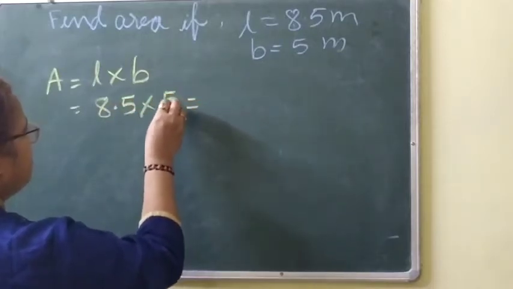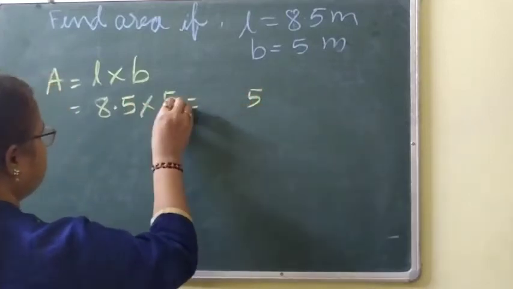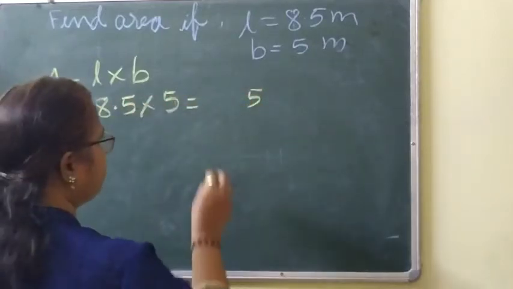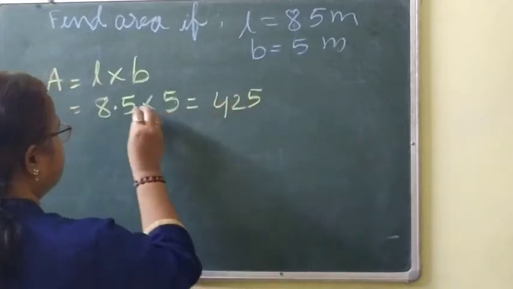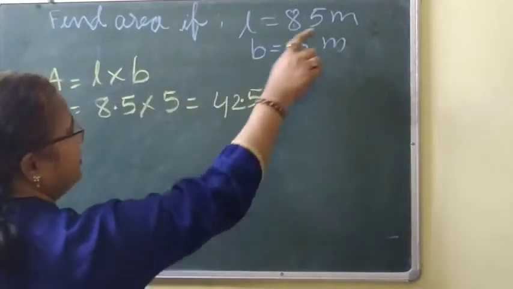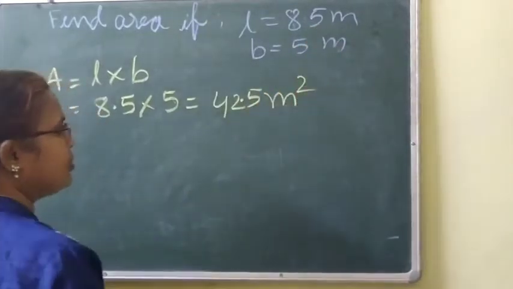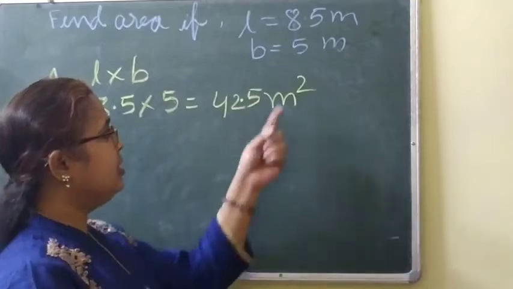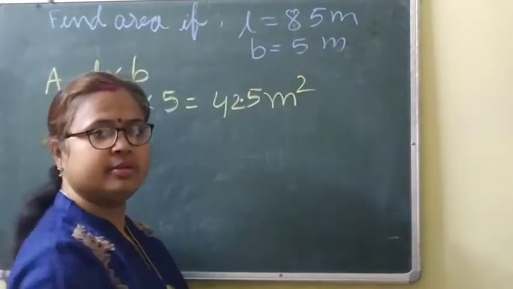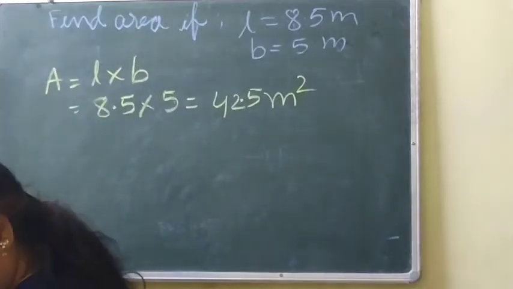And this is equal to what? 5 5s are 25. So 2, 8 5s are 40 and 2, 42. Then decimal before one digit, so 42.5. This one is meter, this one is meter. So here the unit will be square meter. Clear? Meter into meter is square meter. Okay. Now let's do the next question.